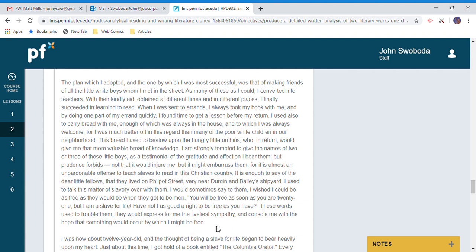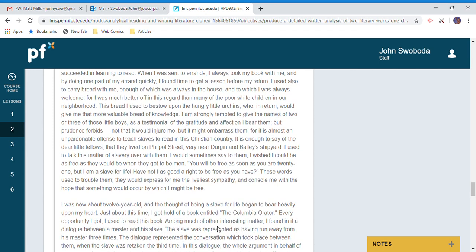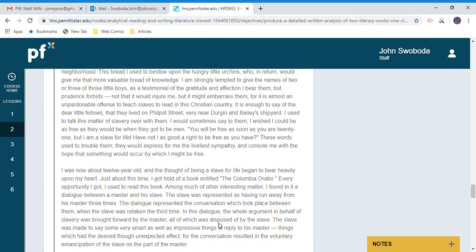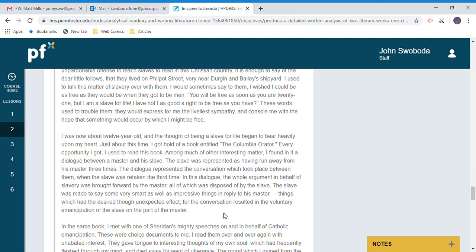I would sometimes say to them, I wished I could be as free as they would be when they got to be men. You will be free as soon as you are 21, but I am a slave for life. Have not I as good a right to be free as you have? These words used to trouble them. They would express for me the liveliest sympathy, and console me with the hope that something would occur by which I might be free.